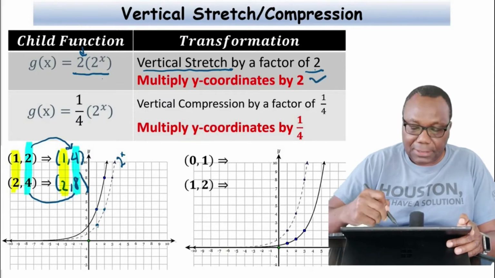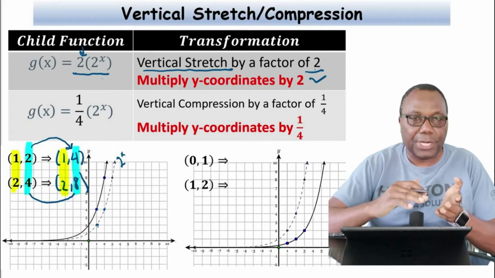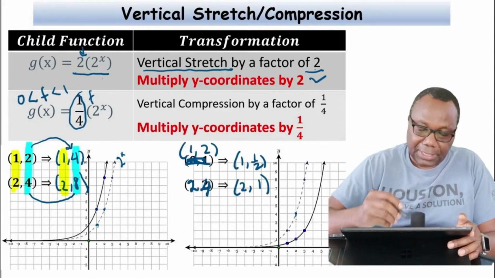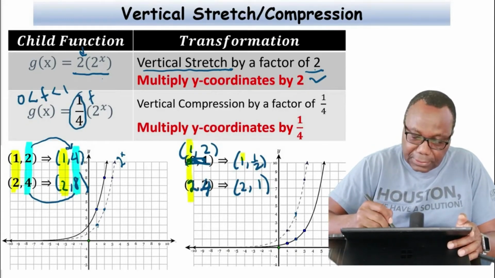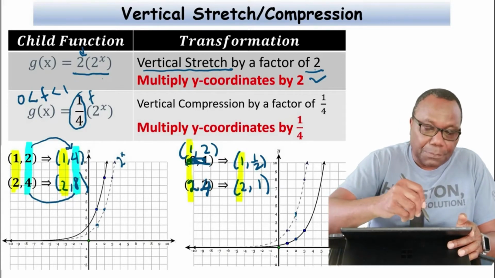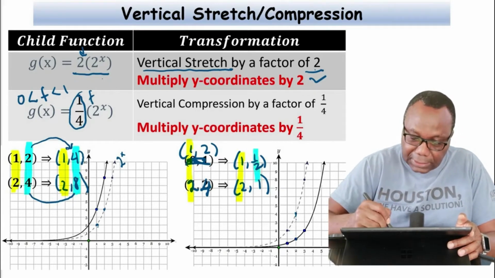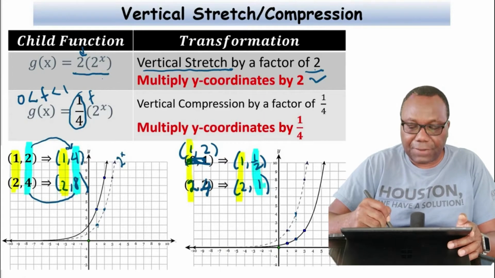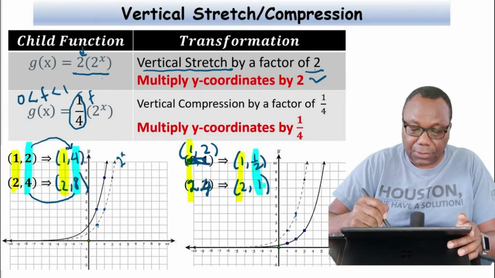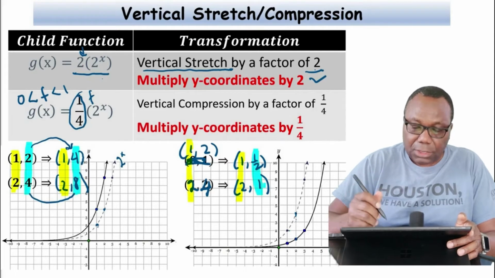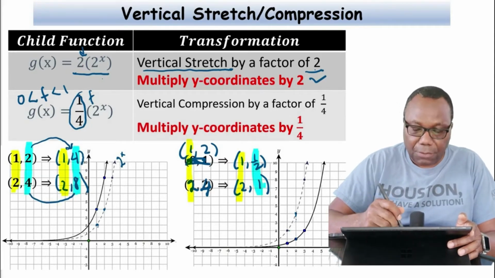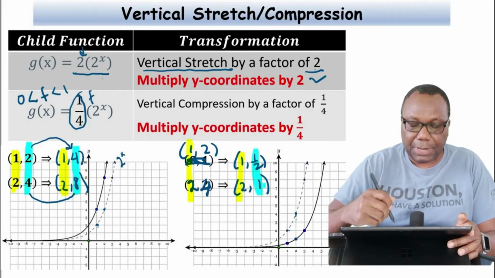Okay, let's look at vertical compression. Now we can see the same thing. The input is not changing, but the output is changing. And you can see the factor is 1/4. All right, so 2 becomes 1/2 by 1/4. 4 becomes 1 when you multiply by 1/4.